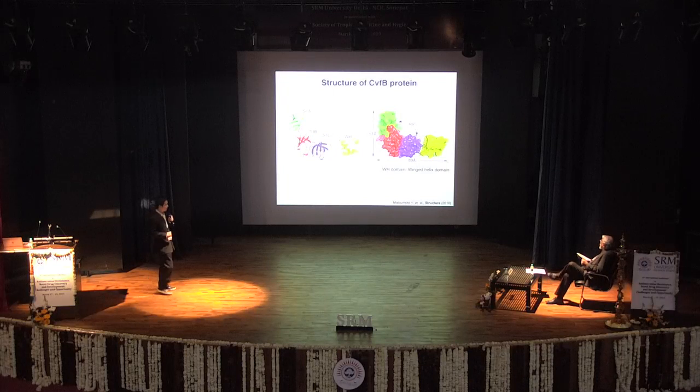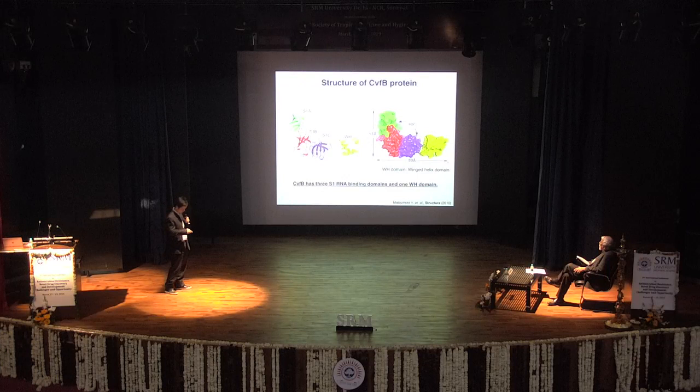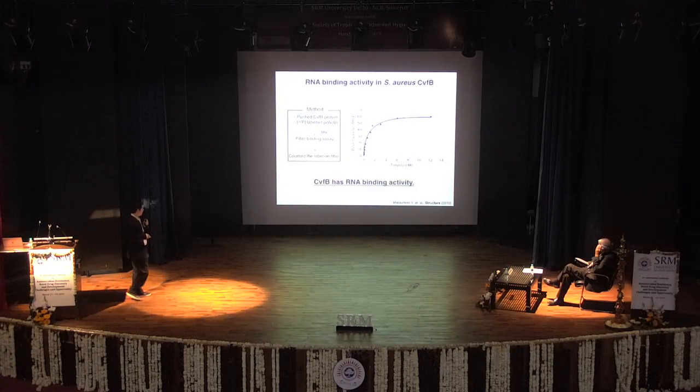So then we revealed the structure of the CVFB protein. We found that the CVFB protein has three RNA binding domains and one winged helix nucleic acid binding domain. So we thought that CVFB is an RNA binding protein. Then I tested whether CVFB has RNA binding activity or not. The y-axis shows the binding of poly U, an artificial RNA, and CVFB clearly has poly U binding activity. So CVFB has RNA binding activity.